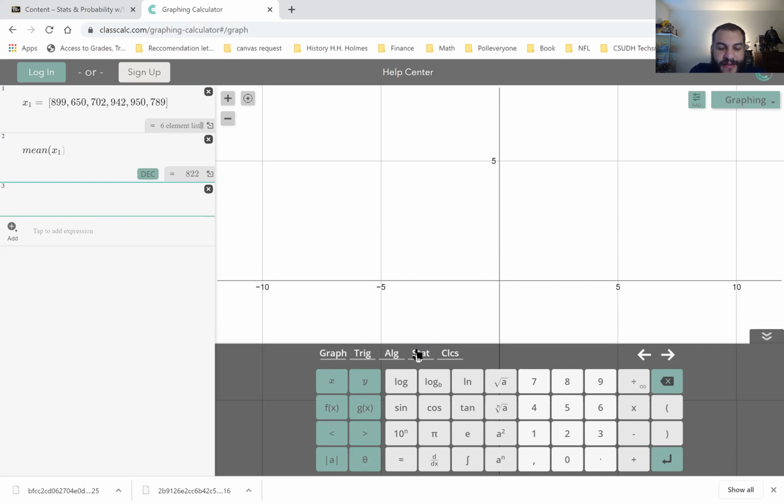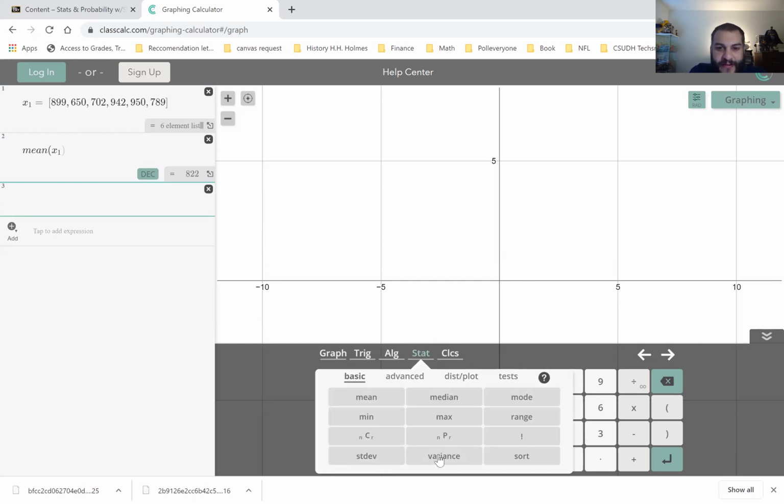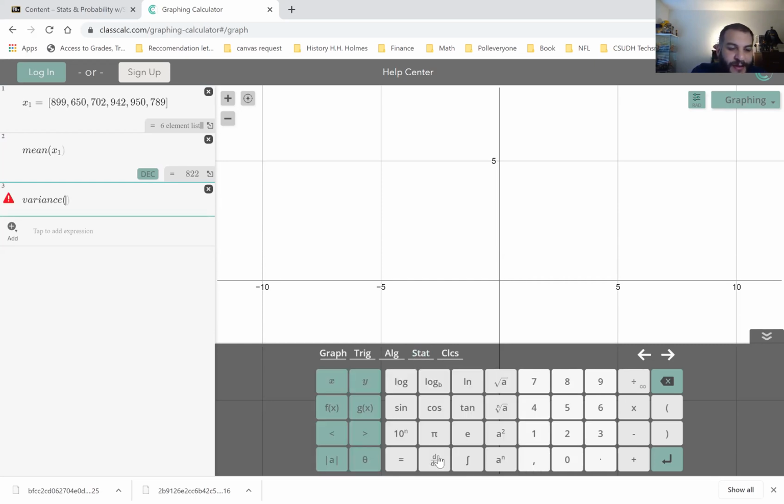Now let's go ahead and find the variance. If you look right here, it says variance. So we'll say variance of x1. All right, and that's our variance. It gave me two variances. One of them is for the population. One of them is for the sample. For this one, since we know there are probably more than 6 laptops in the world, you want to go for S squared. So that's our variance.